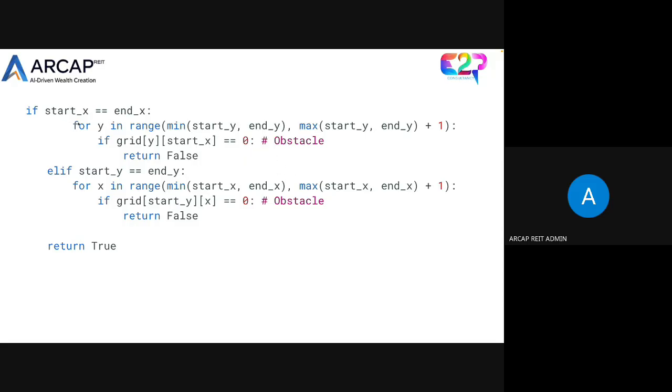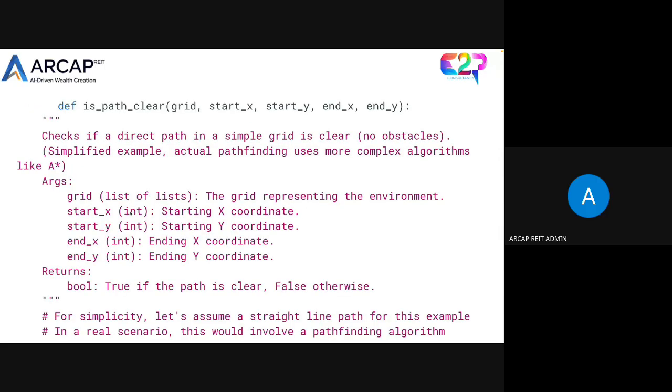So what we are doing here, let me once again explain before execution. First, we'll take start x is equal to end x. Okay, if it is true, then the path, what is the path? For y in range we will check from starting to the ending whether any obstacle is there. Otherwise, we'll go with the other. So you can see here, one way we'll go with the horizontal line and one way we'll go with the vertical line.